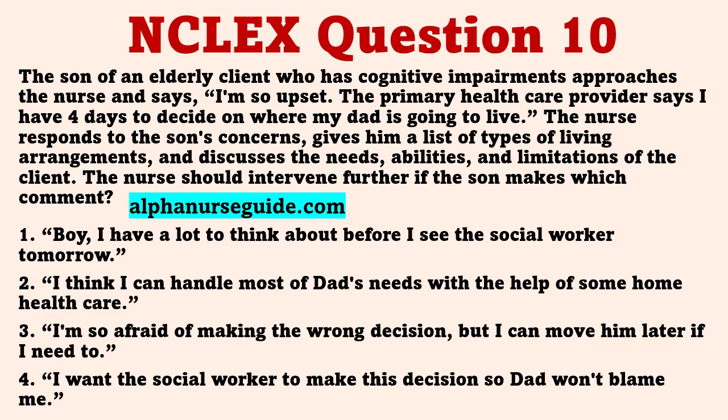The son of an elderly client who has cognitive impairments approaches a nurse and says, "I'm so upset. I have 4 days to decide on where my dad is going to live." The nurse responds to the son's concerns, gives him a list of types of living arrangements, and discusses the needs, abilities, and limitations of the client. The nurse should intervene further if the son makes which comment?